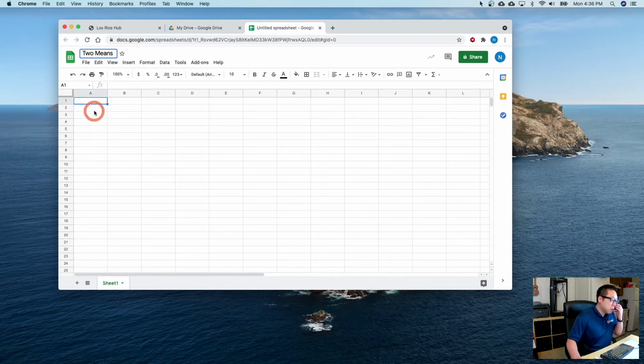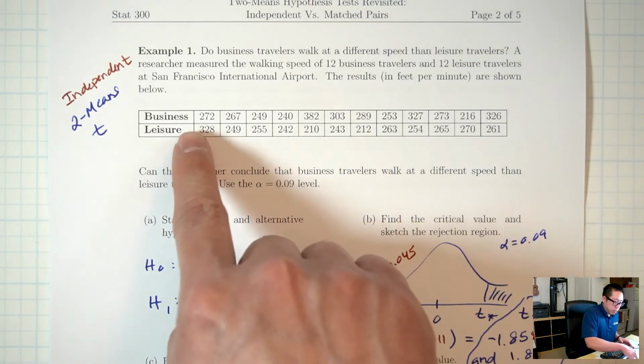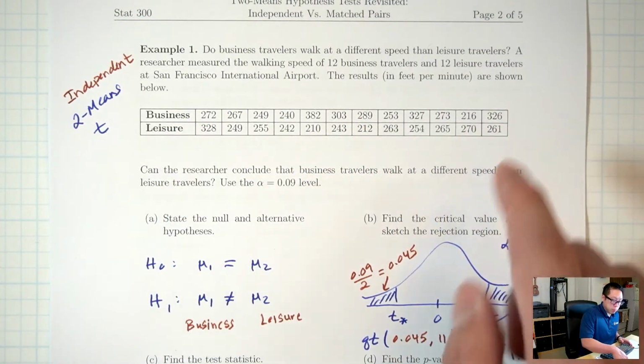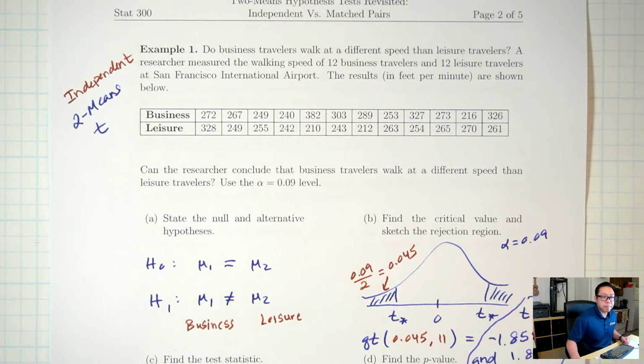And then what I'm going to do is I'm going to enter the data. So I have the business travelers, and then I also have the leisure travelers. So I'm going to enter this as columns. So I'll have a business column, and then I'll have a leisure column. And I'll enter the business numbers and the leisure numbers, but I'll enter them as columns.